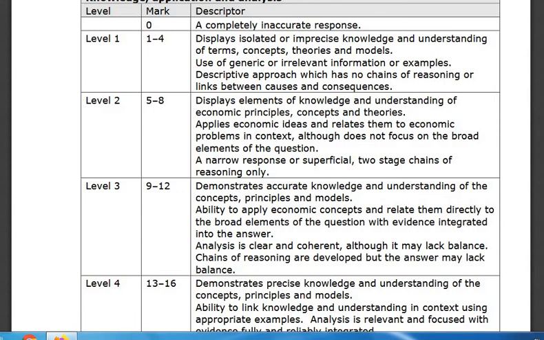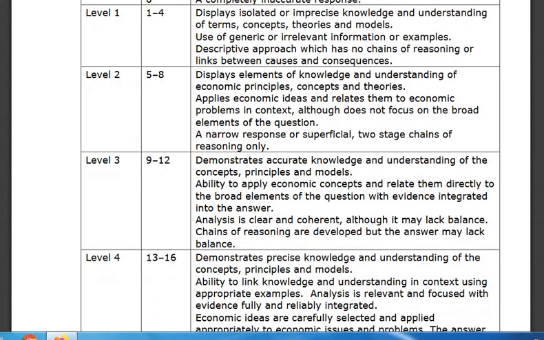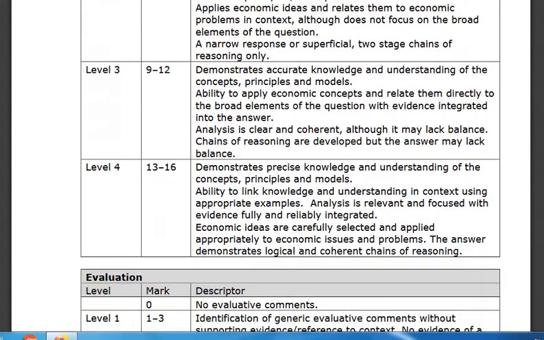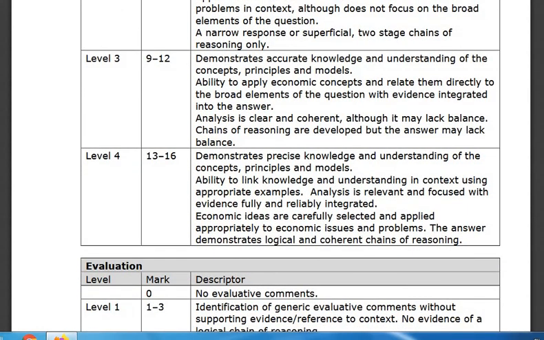It might not be fully balanced, so it might be a bit narrow still. There might be some elephants in the room that you've kind of ignored. Chains of reasoning are developed, but maybe there are other important aspects that should be in your answer that you've kind of ignored. If the examiner thinks that, then they'll park you in level 3, so the most you can score is 12 out of 16. And then level 4 is where you want to be.